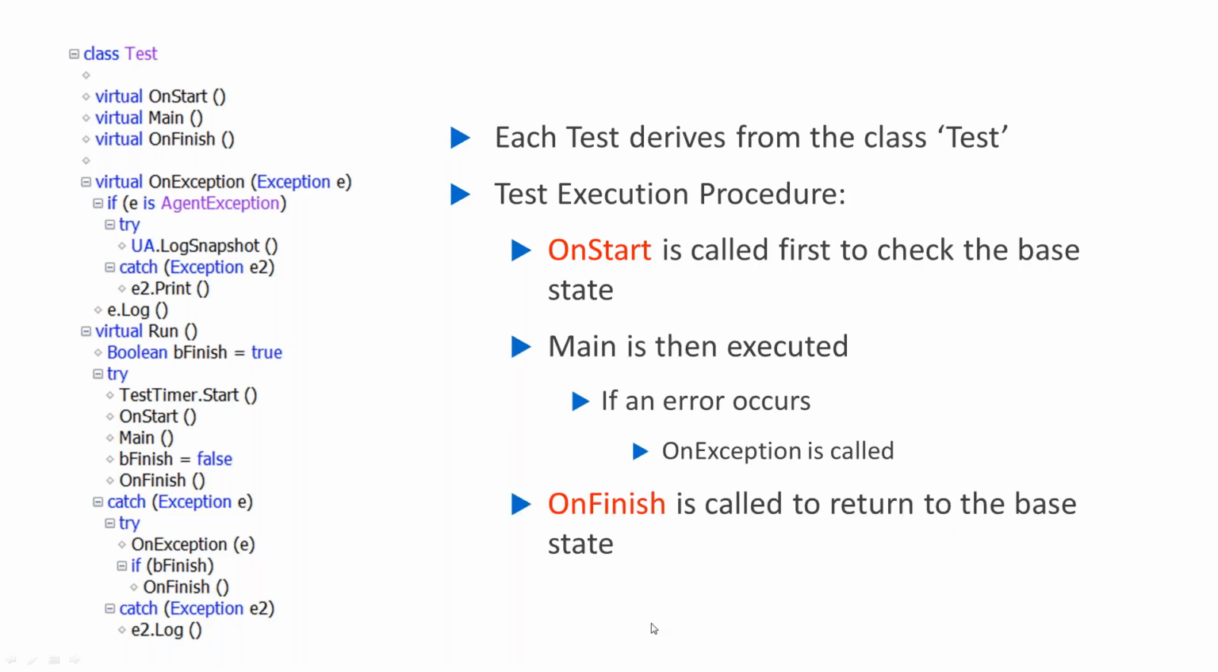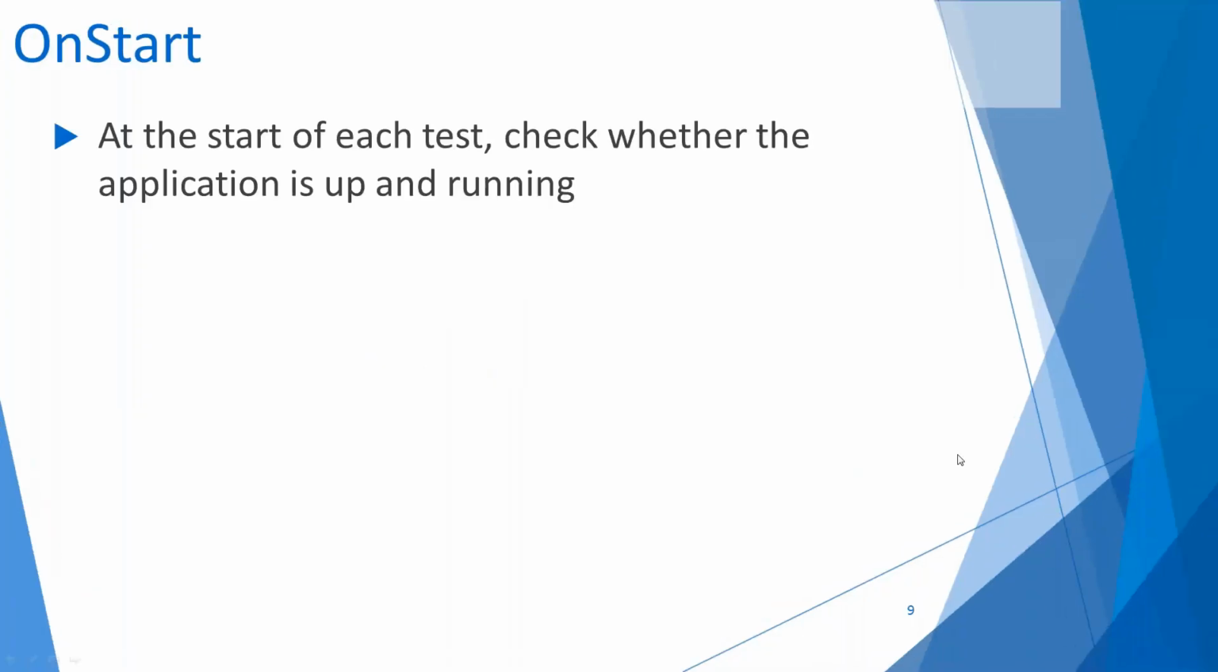So these bullets simply detail exactly what I just told you. Now again, the onStart, that happens at the start of each test. It checks to see whether the application is up and running. If it's already up and running, it simply returns.